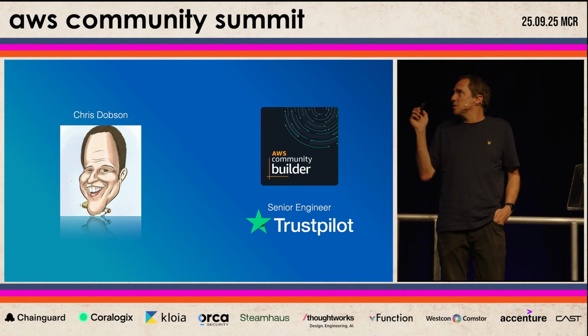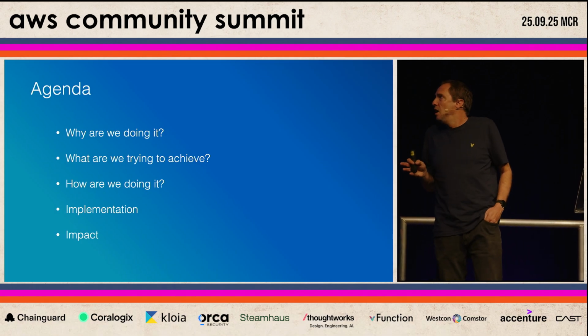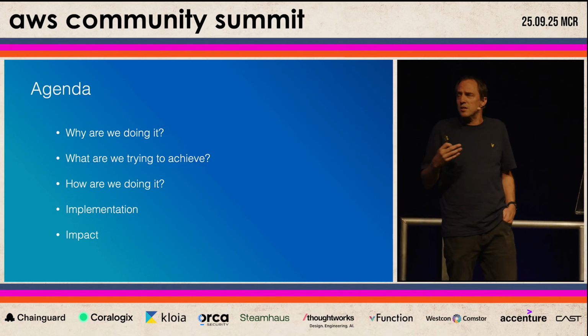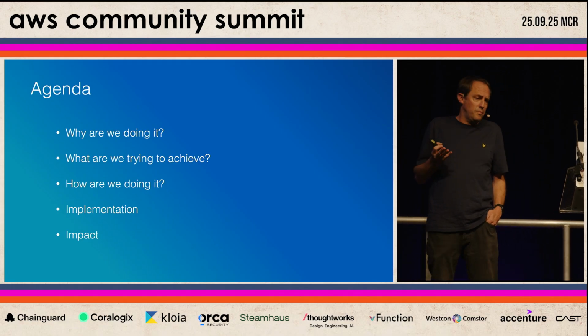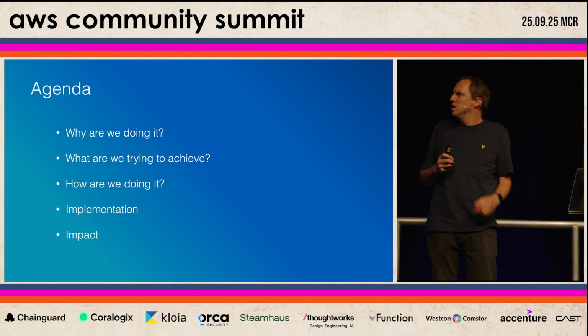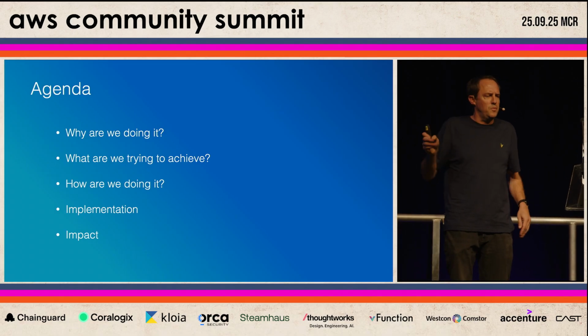So what am I going to talk about? We're going to look at exactly why we're doing this. And then we're going to see what it is we're trying to achieve from this project. We're going to see how we're doing it. We'll look at the actual implementations, how we went through the implementation, and look at the impact that it is having, or should have. We'll see.